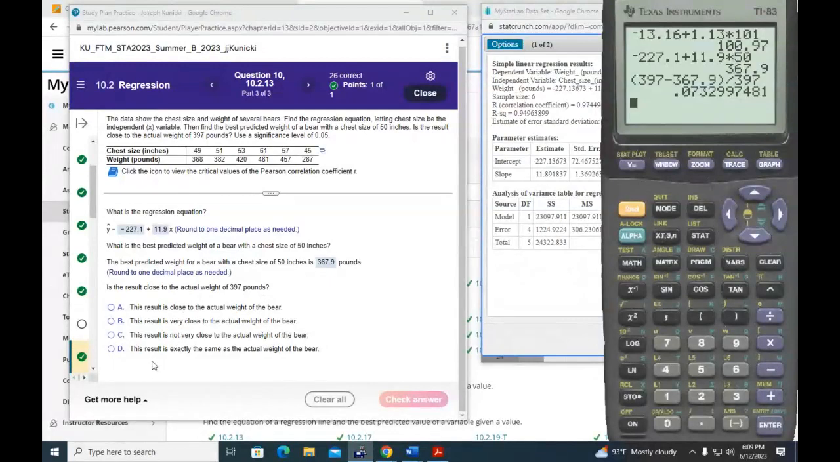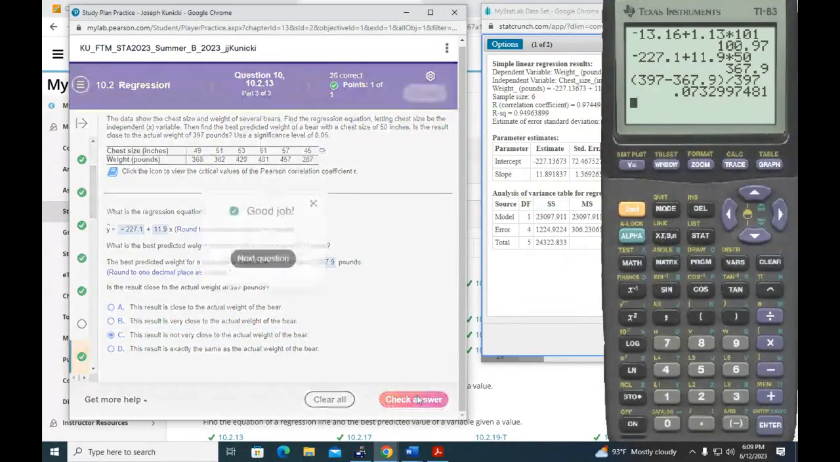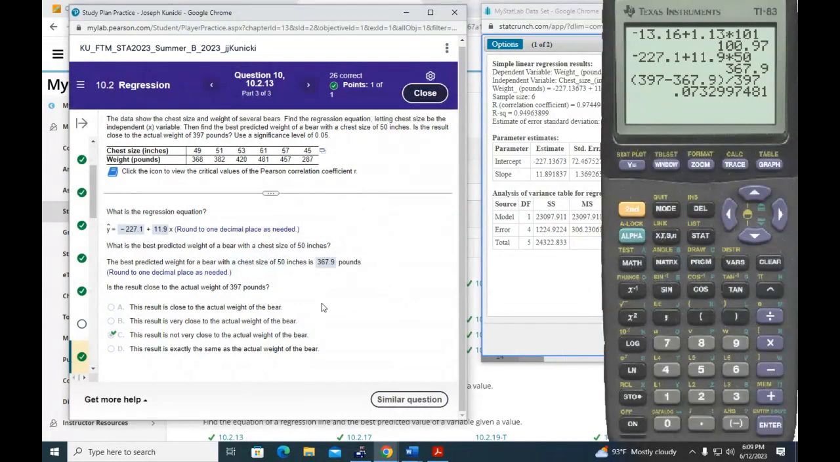So if it was within 5%, then we would say, yeah, it's close, but it's not close. So the result's not very close. That's what they mean. If they don't specify, you always use 5%. Now this alpha level is the significance level. The 5% here is just the 5% rule that we commonly use when they ask us questions like this. You okay with that? Yeah. All right. That was 13.